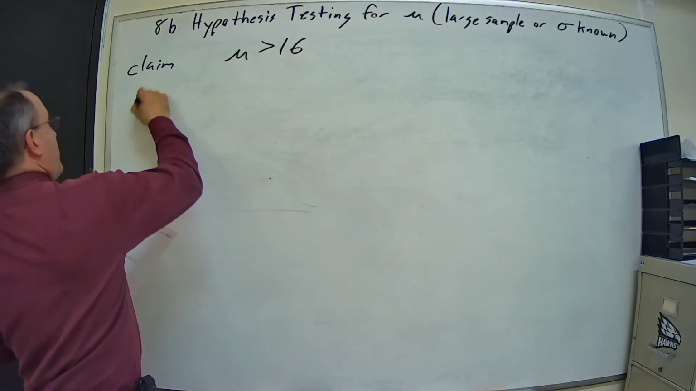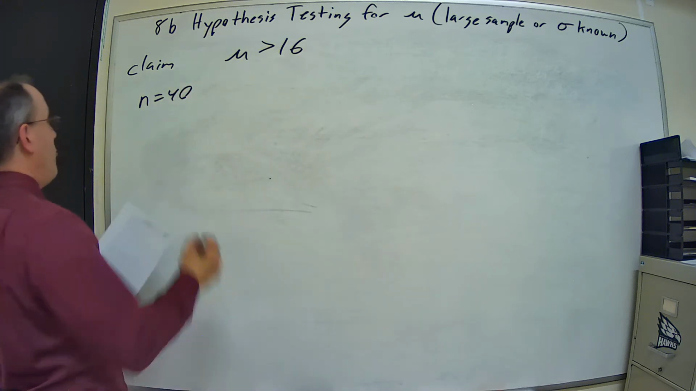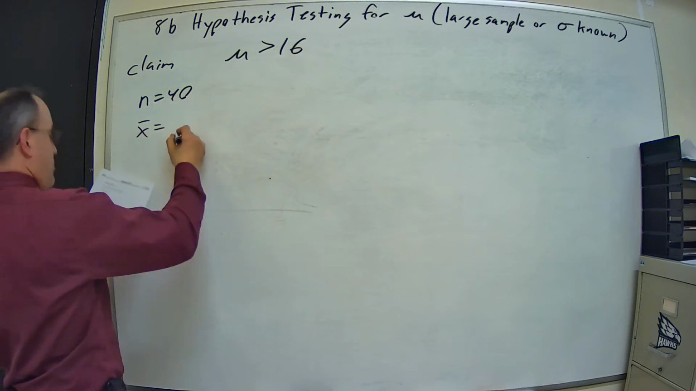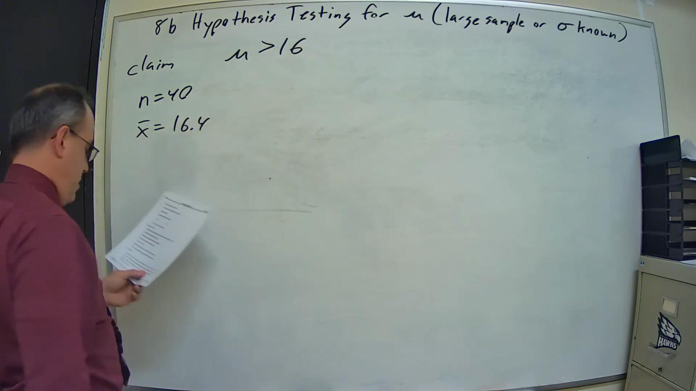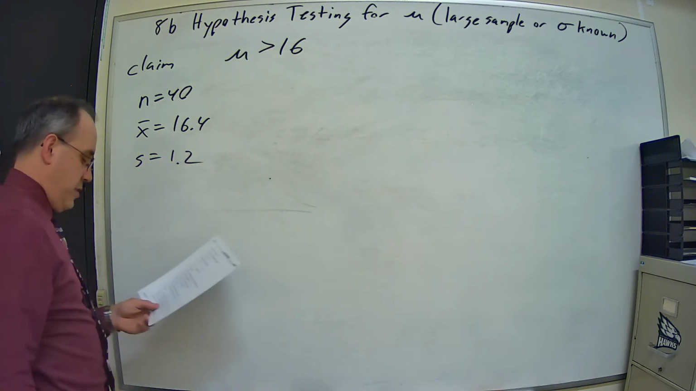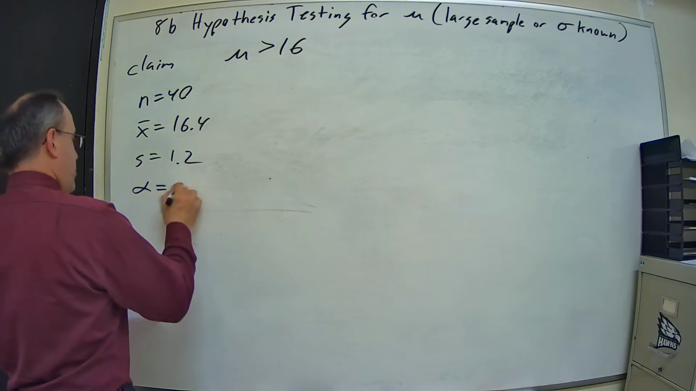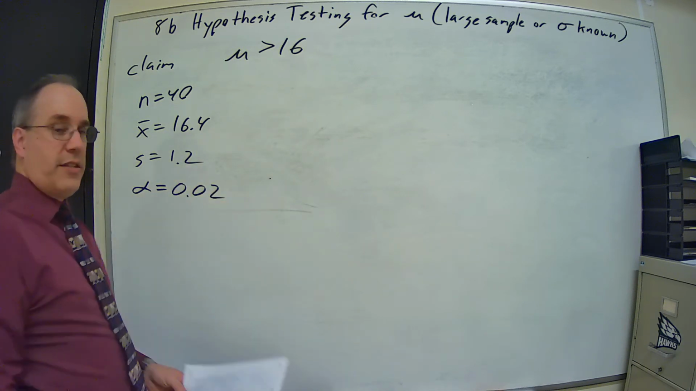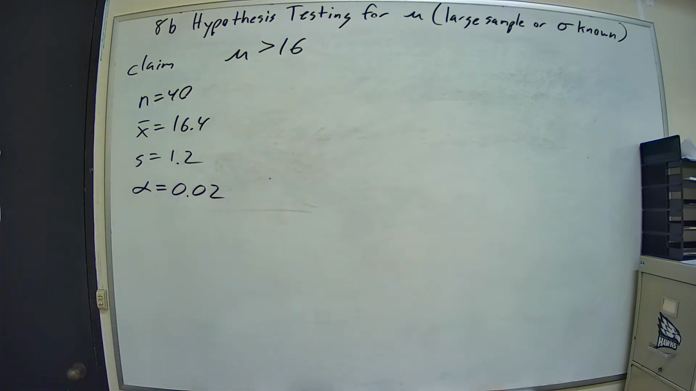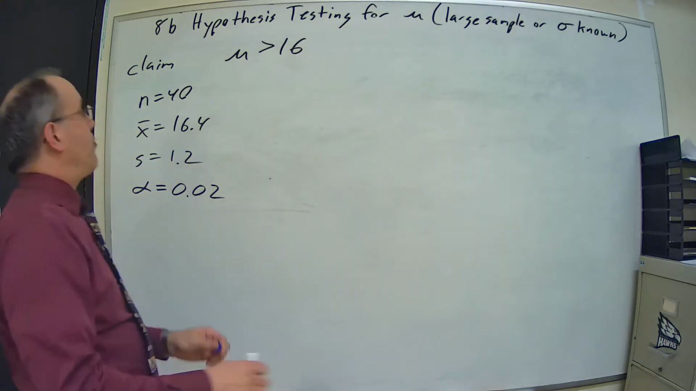40 bags are randomly selected and weighed with a sample mean of 16.4 ounces and a standard deviation of 1.2 ounces. Make a statement about the claim at a 0.02 significance level. So that's what we had from that question. And then we come in, we can start pulling information.